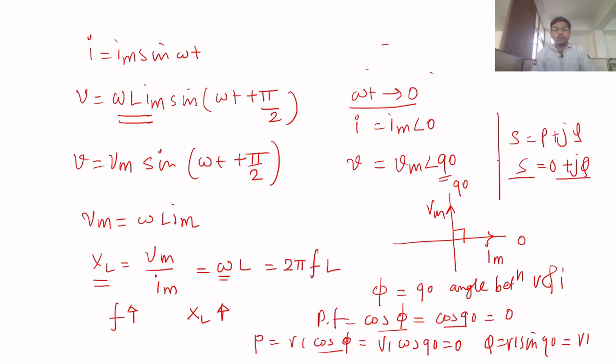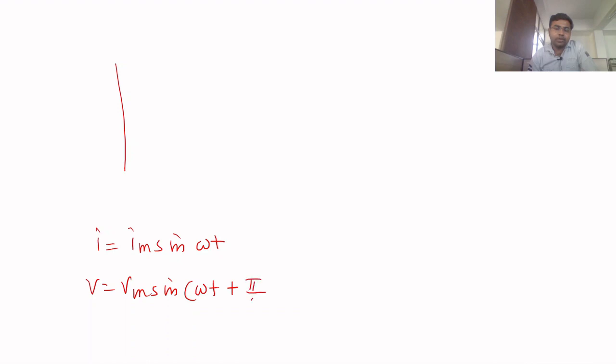Okay, so this is all about inductive elements. Now if we want to plot it, we are having two equations, basically i = Im sin ωt and V = Vm sin(ωt + π/2).